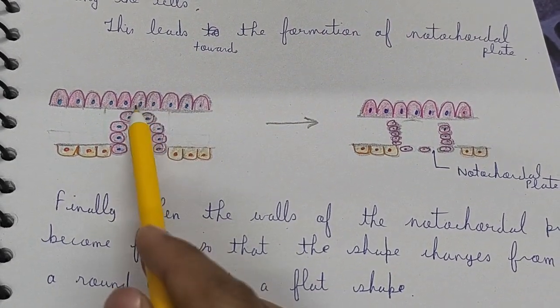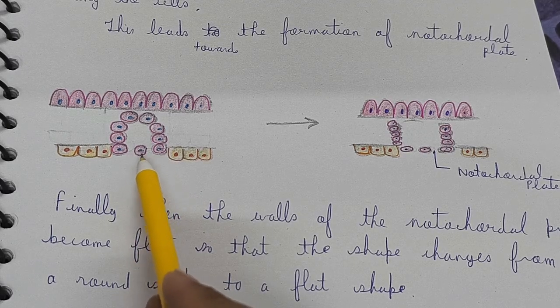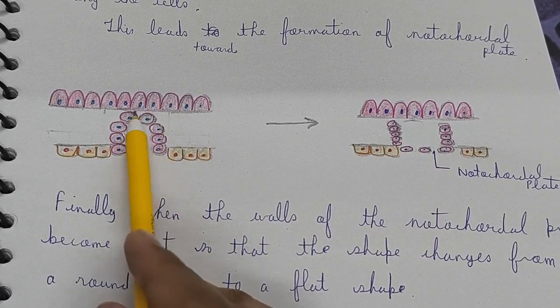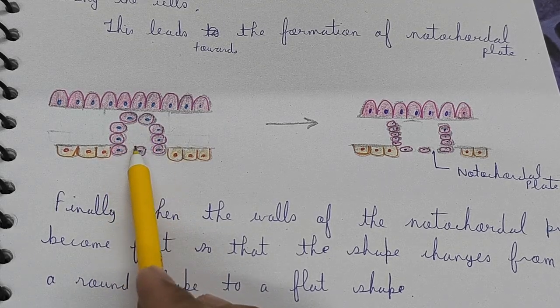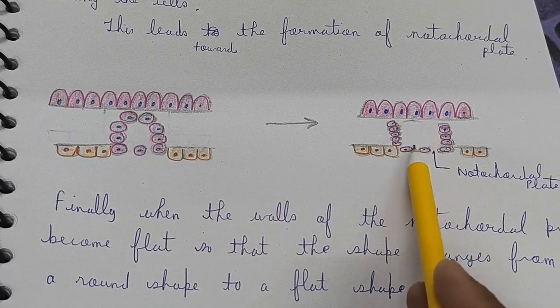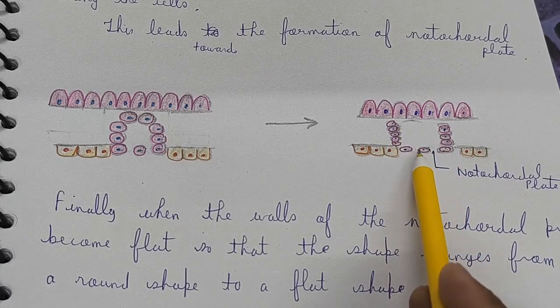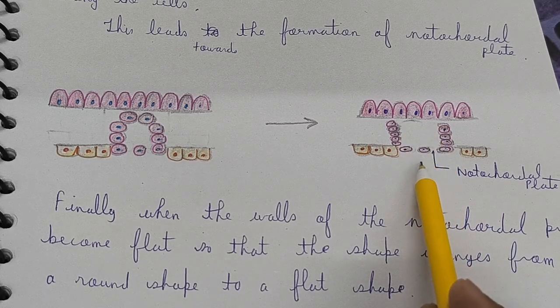Here also you can see the epiblast, the hypoblast, and the yolk sac. So cavities appear, and as a result a connection is made. Initially, the notochordal canal has a rounded shape, and its walls are not flattened, they are rounded. But here you can see the walls of the notochordal canal have become flattened, and cavities are there to ensure connection of the notochordal canal with the yolk sac.